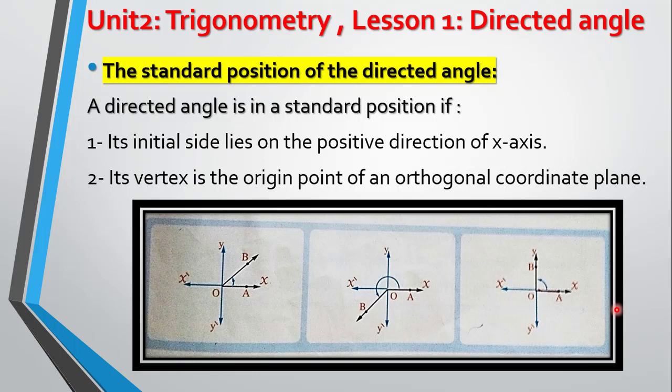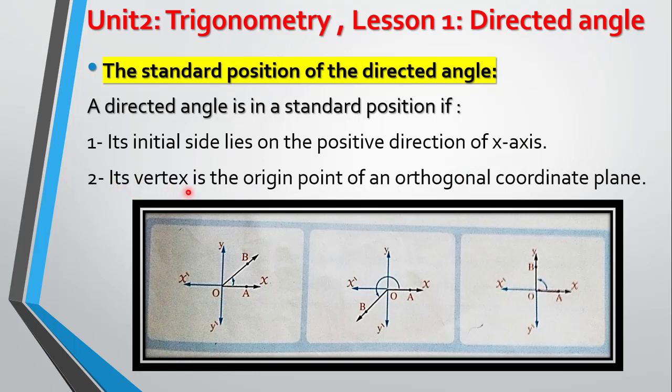Okay, we have another concept which is the standard position of the directed angle. What do we mean by a standard position of the directed angle? We have two conditions. If the two conditions are satisfied, then this angle is in the standard position. Number 1, the initial side lies on the positive direction of x-axis, like this. OA, for example, lies on the positive direction of x-axis here and here and here. The initial side is the positive direction of x-axis.